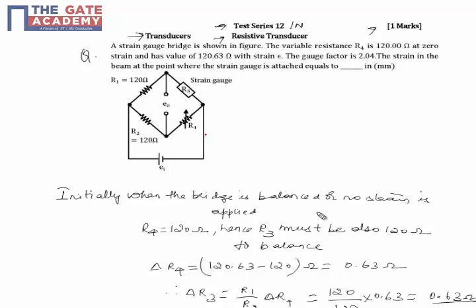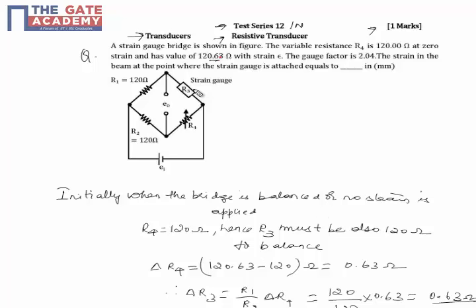Here the variable resistance R4 is 120 ohms at 0 strain. So the value of R4 is 120 ohms when the bridge is balanced, or when there is no strain applied, and the new value is 120.63 ohms when the strain is applied of E. So the gauge factor is 2.04. So the strain in the beam at the point where the strain gauge is attached is equal to, so what is the strain in the beam which is causing a change in the R4 resistance of 120.63 ohms.